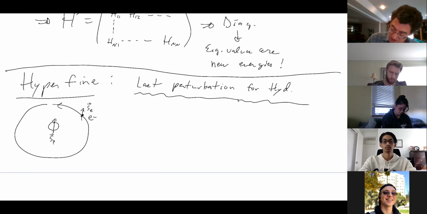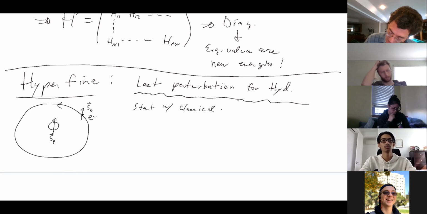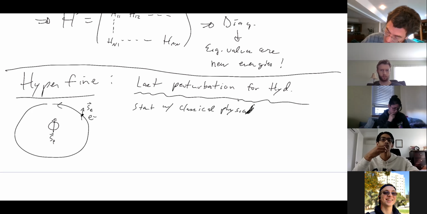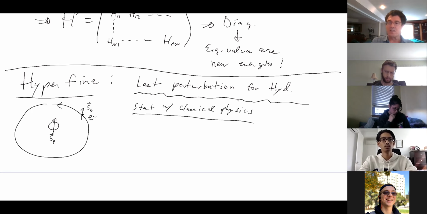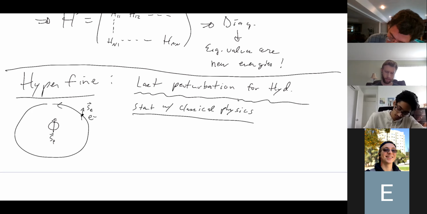And remember that we always start with classical, okay? Start with classical physics. So the coupling is classical. So somebody tell me, what classical interaction did we skip? Dipole-dipole interaction. Yeah, that's right. That's exactly right. Dipole-dipole interaction.